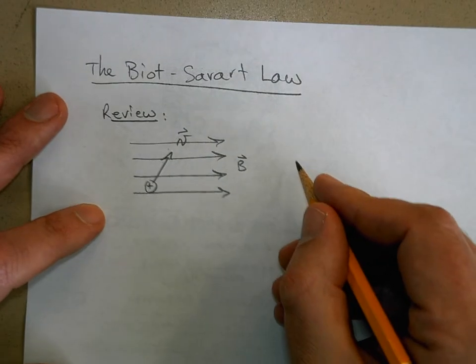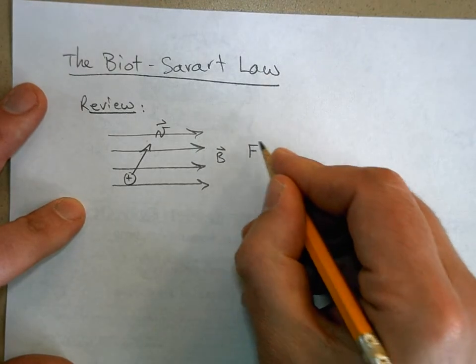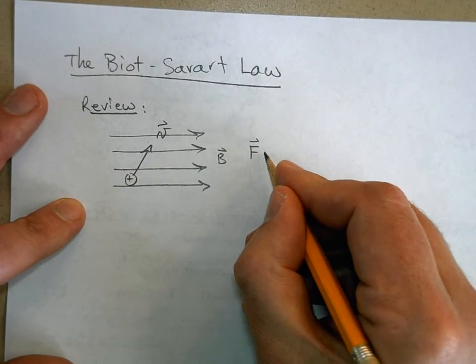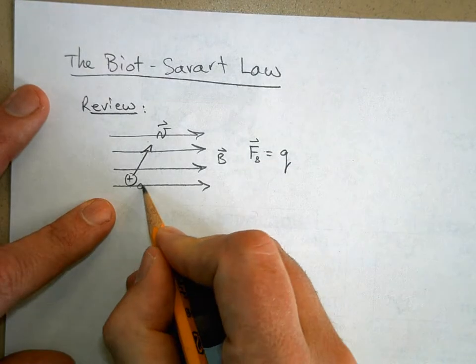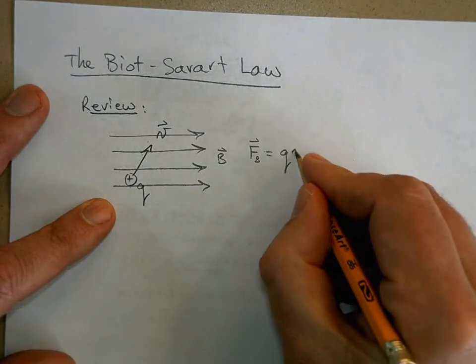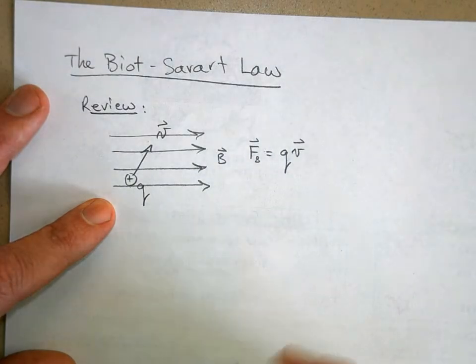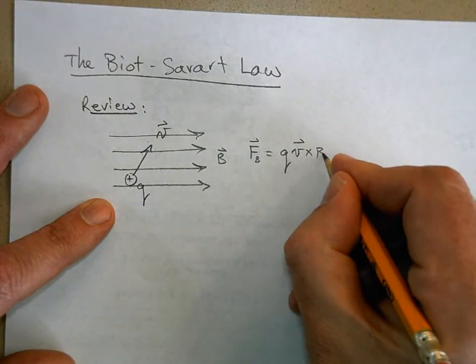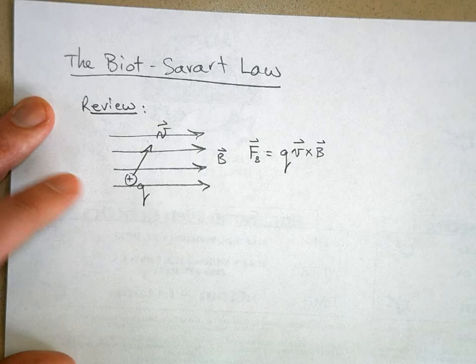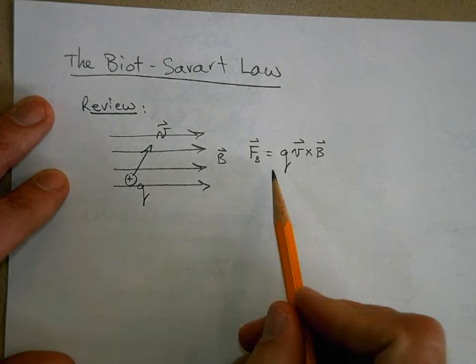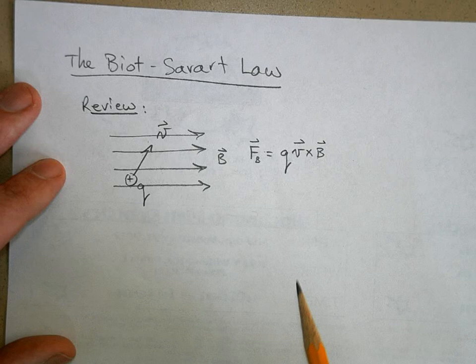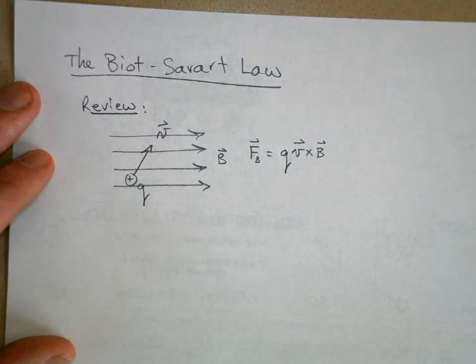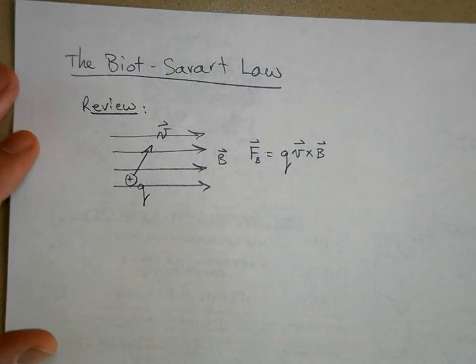And the equation that describes this is that the magnetic force is equal to the charge on our particle times the velocity of our particle crossed with the magnetic field. And this equation is an empirical fact. This is what we observe in nature. And you have to learn how to think this way.